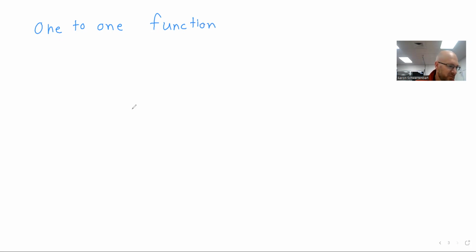Okay, 1-to-1 means that normally for each x, there is one y. 1-to-1 also means for each y, there is one x. You've probably done something like this before. And this is a function.